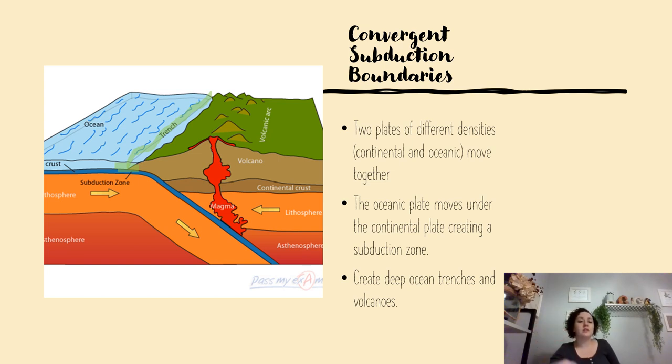But then it also creates a lot of volcanoes, because again, you have a lot of magma building up here and being cut off from the rest of the asthenosphere. So it has no other option but to go up, and causes many, many volcanoes.